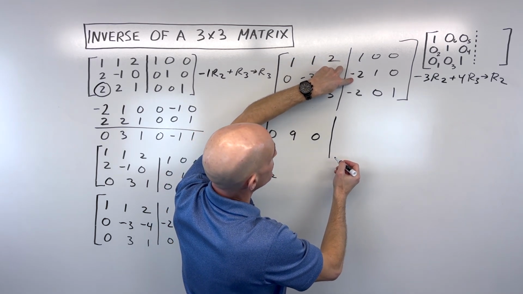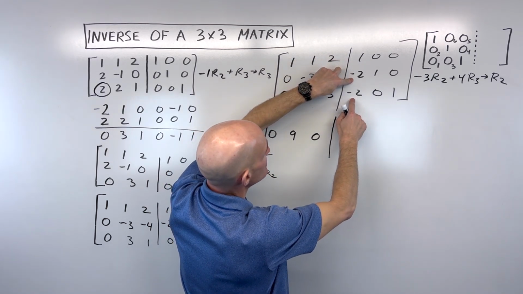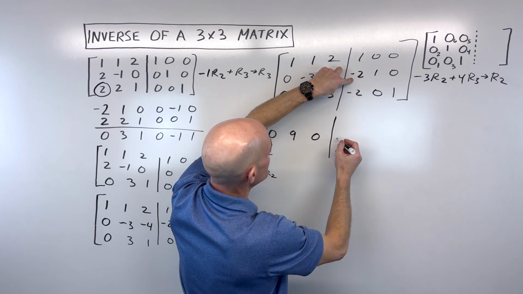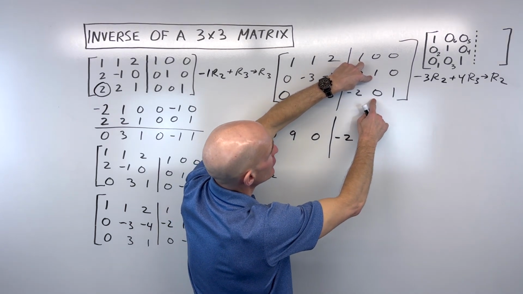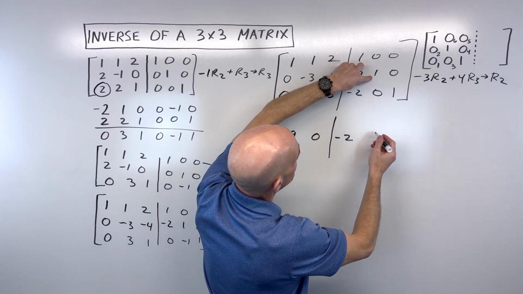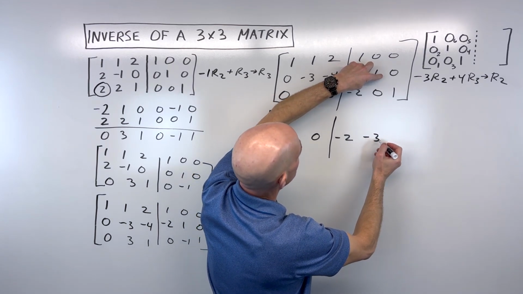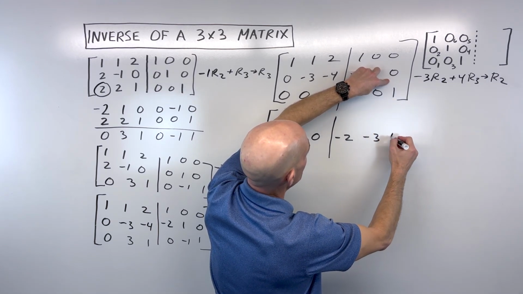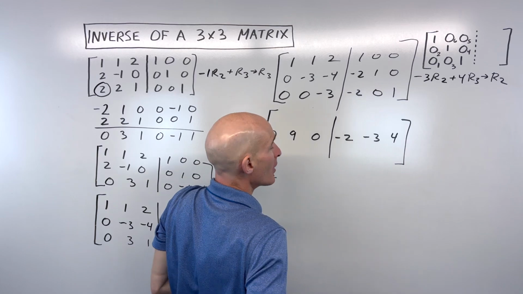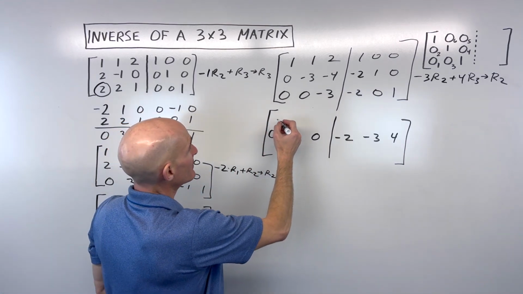And negative 2 times negative 3 is 6. Negative 2 times 4 is negative 8. Negative 8 plus 6 is negative 2. Negative 3 times 1 is negative 3. 4 times 0 is 0. Negative 3 plus 0 is negative 3. And negative 3 times 0 is 0. And 4 times 1 is 4. If we add those together, we get 4. The other rows are going to remain the same.